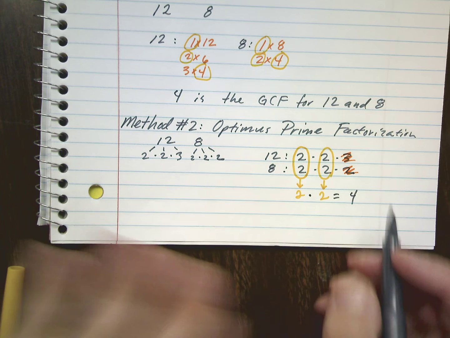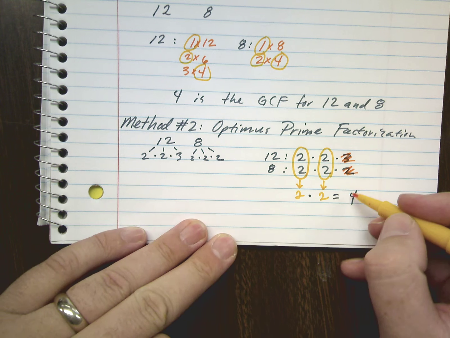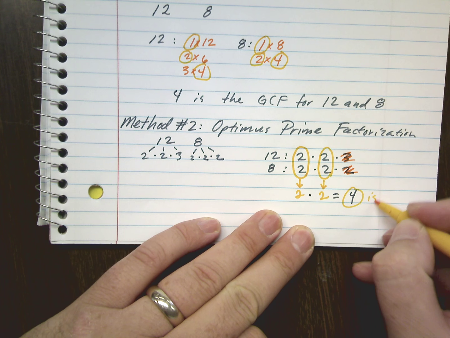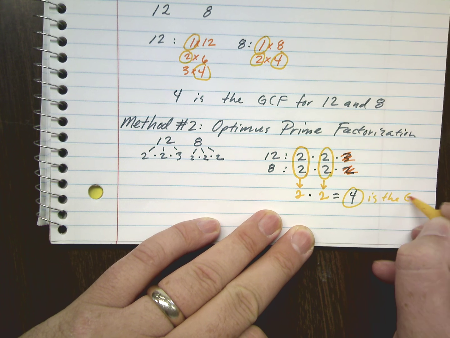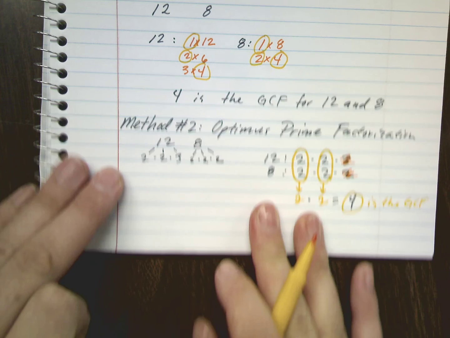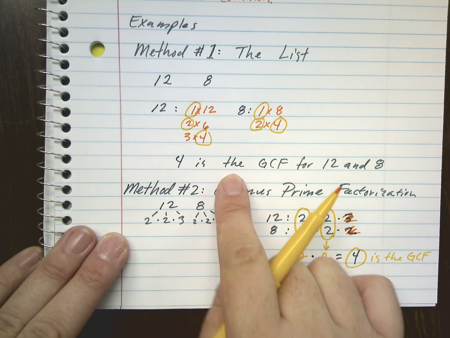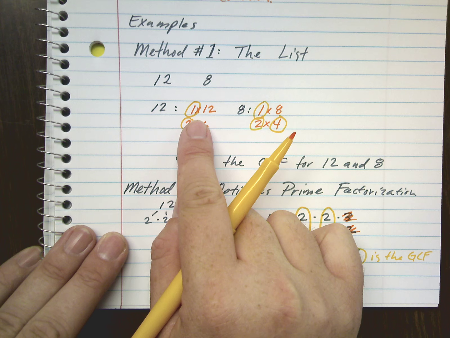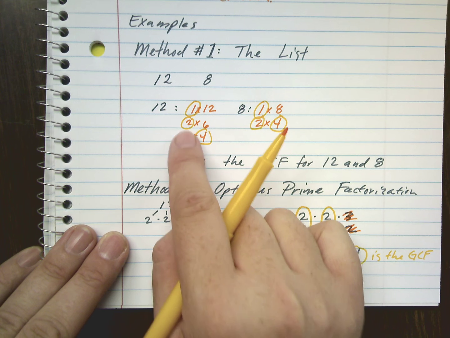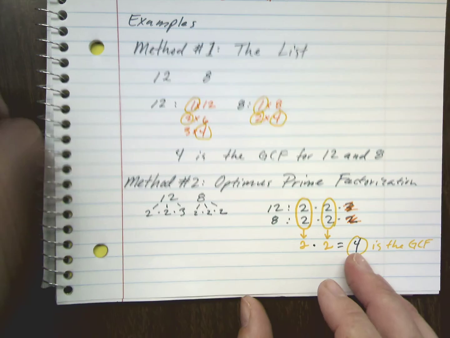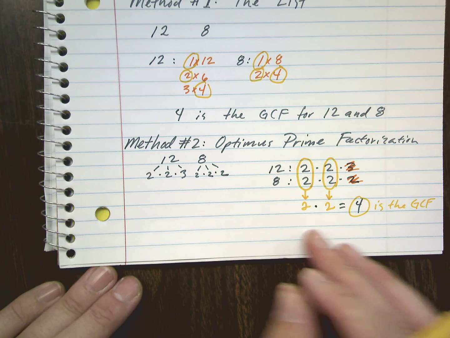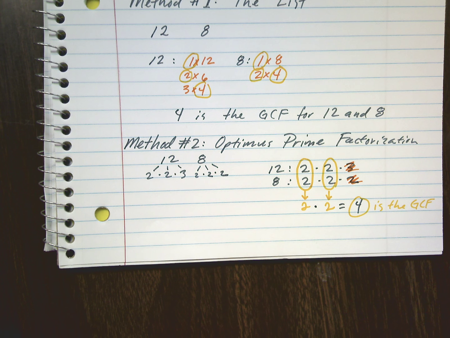And we already figured out that 4 is the GCF. So up here we already figured out that 4 is the GCF because we actually made a list and figured out that, hey, this one is the biggest. And so this is another way of figuring out that 4 is the GCF.